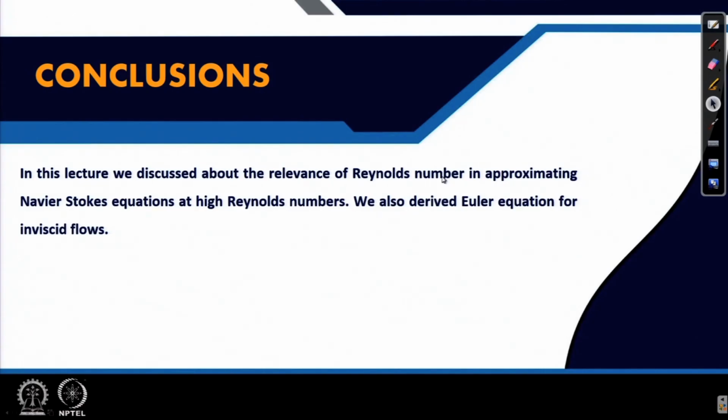So, with this we conclude this lecture saying that we discussed about the relevance of Reynolds number in this lecture and in approximating Navier-Stokes equations at high Reynolds number. And prior to that, we had completed our discussion on substantial derivative and we showed how substantial derivative can be used to explain a fluid element acceleration. We will take these concepts forward further in the upcoming lecture. Thank you.